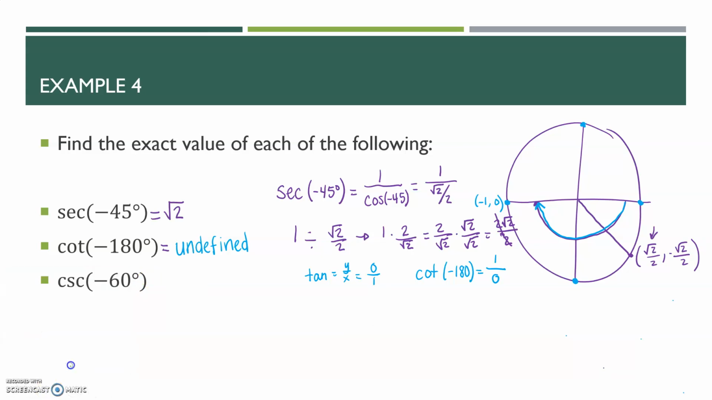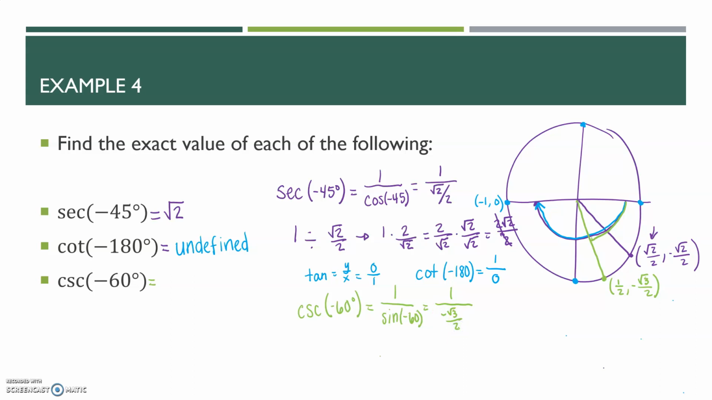All right, last one. Cosecant of -60. So -60 would be here. And my values are going to be 1/2, negative radical 3 over 2. So I've got cosecant of -60 degrees is equal to 1 over sine of -60, which equals, the sine is the y-coordinate, so I've got 1 over negative radical 3 over 2.